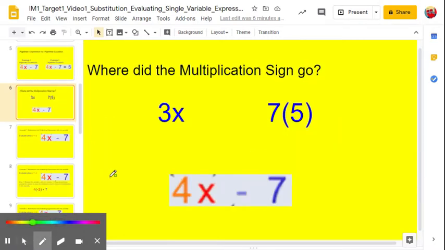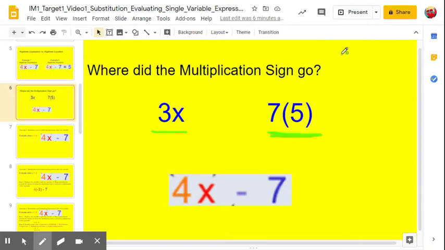So where did the multiplication sign go? So our first example here, 3x, this means 3 times x. So the coefficient is always being multiplied by the variable. The coefficient is 3 in this case, and the variable is x. You'll see a multiplication most times in our algebra class this way.